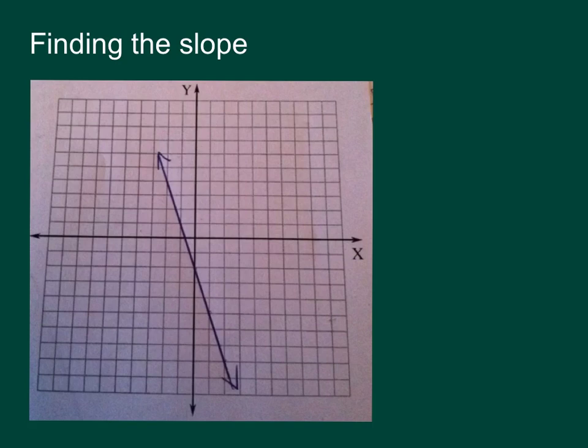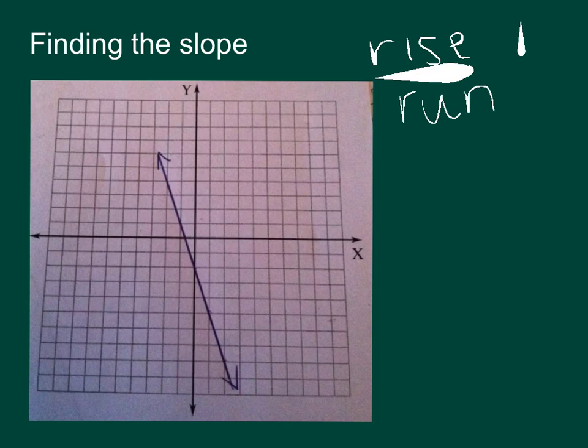The first thing you need to do is find the slope. Remember, when we're finding the slope of a line, what we're using is rise over run. You cannot use run over rise. You always, always, always have to count up before you can count side to side. If you do it backwards, you will not get the correct slope.